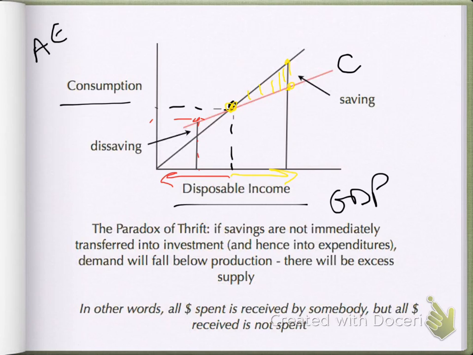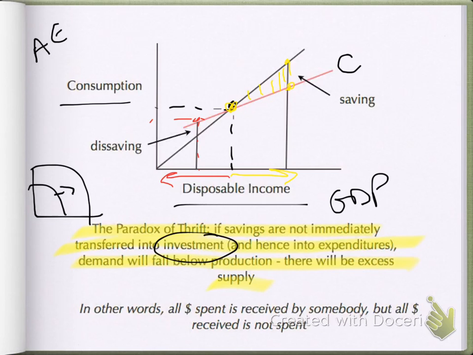So the paradox of thrift stated more fully: if savings are not immediately transferred into investment, and hence into expenditures, demand will fall below production and there will be excess supply. Now, how does savings turn into investment? All of your savings, we've talked about this, investment in plant and capital makes the whole economy grow. And I'm going to prove with some equations in class that all of your savings goes into banks and eventually turns into investment spending.